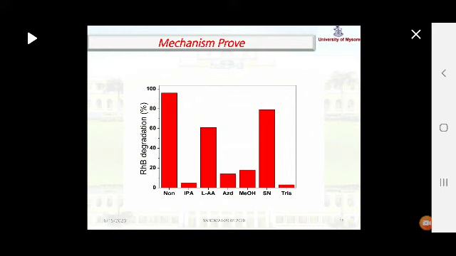We have studied scavenger experiments to prove the mechanism and also the presence of H2O2. Isopropanol, IPA, indicates that the OH radical is the prime radical in the degradation, whereas L-ascorbic acid, LAA, indicates that the superoxide radical also contributes. Sodium azide is a scavenger of singlet oxygen, which shows that singlet oxygen also has a remarkable contribution in the dye removal. Methanol is a scavenger for holes, and silver nitrate for electrons, which means holes contribute more than electrons in the photodegradation.